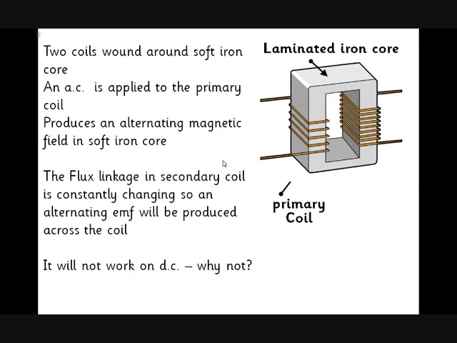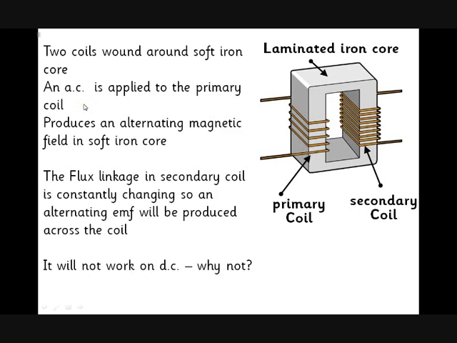So what is a transformer? Here it is. It's two coils wound around a soft iron core. The primary coil, this is the soft iron core. It's a laminated iron core, which means it's made up of lots of layers of iron, which we'll talk about why. And it's also magnetically soft, which we'll talk about why. And then the secondary coil is wrapped around the other side of it. And you can vary the number of turns on these coils.